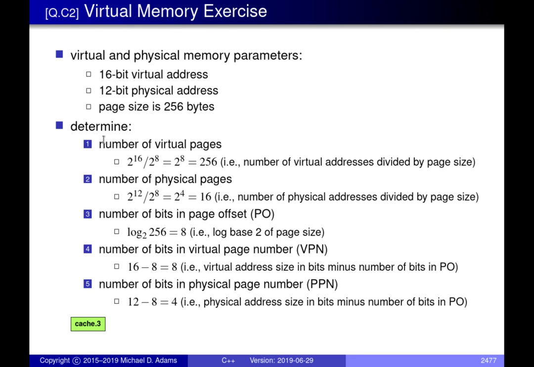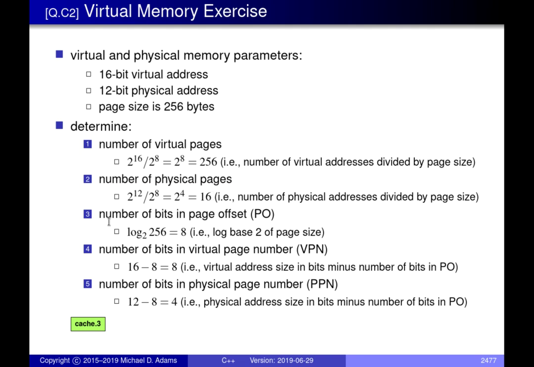So if, for example, we wanted to find the number of virtual pages, we just take the total number of virtual addresses, which in this case would be 2 to the 16, since we have 16-bit virtual addresses, and divide by the page size, which is 2 to the 8, which gives us 256. If we want to find the number of physical pages, we would divide the total number of physical addresses, which was 2 to the 12, since there's 12-bit physical addresses, and divide by the page size, which gives us 16.